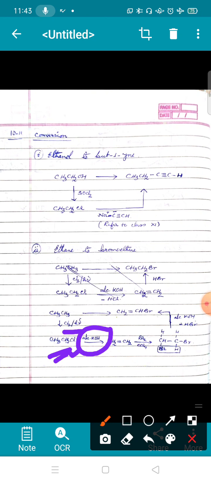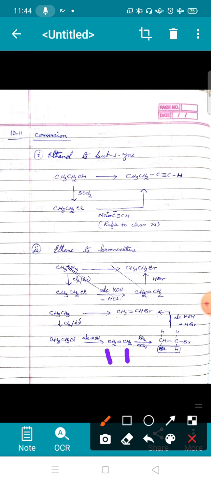When we treat it with alcoholic KOH, H from here and Cl from here are lost, minus HCl, and we get CH2=CH2. So we have successfully created the double bond. But now we need a halogen. We cannot simply introduce a halogen in the alkene just like that. So you first carry out bromination, since my required halogen is bromine, in presence of an inert solvent, carbon tetrachloride. So we get the addition product.